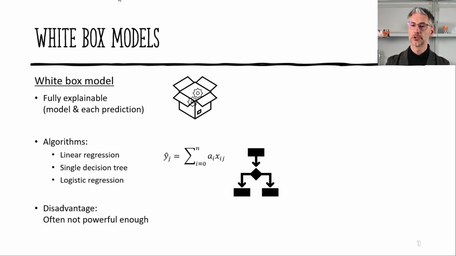A completely different approach would be to use white box models. They are intrinsically fully explainable, hence the name, so we can understand both how the model works and each prediction. Simple approaches for white box models are the humble linear regression, but also a single decision tree, at least if it doesn't become too complex, or logistic regression. However, the disadvantage is that they are typically not powerful enough.